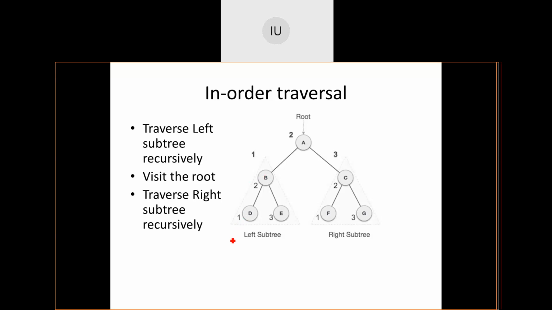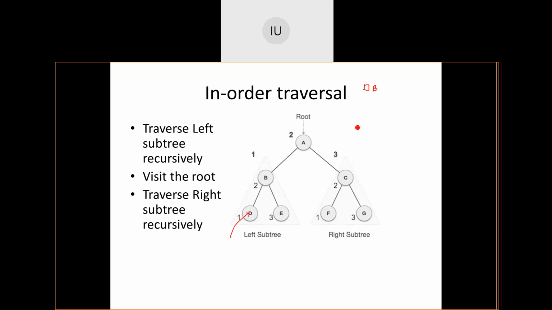So D gets printed. Which is the first element to be printed? D. Then the left side of B is done. Returns back to B. B gets printed. Then it goes on to the right side. On the right side, E is there. E checks its left. Null. Returns back. So it prints E.